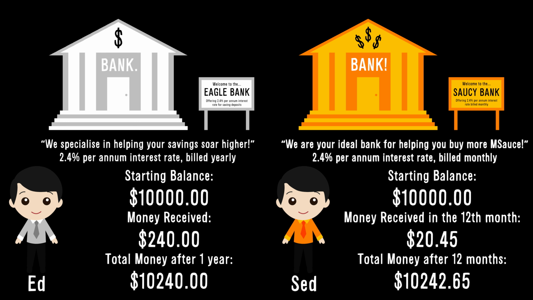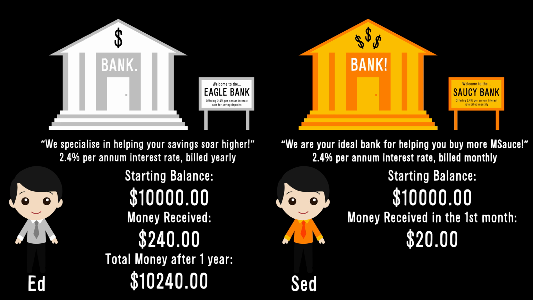until the 12th month, where his balance will be brought up to a grand total of $10,242.65, which means he receives $242.65, $2.65 more than Ed. Therefore, it does matter whether a bank pays interest monthly or yearly, as Sed clearly received more money than Ed, albeit to a very small scale, as that $2.65 isn't even enough money to buy, say, a Big Mac.